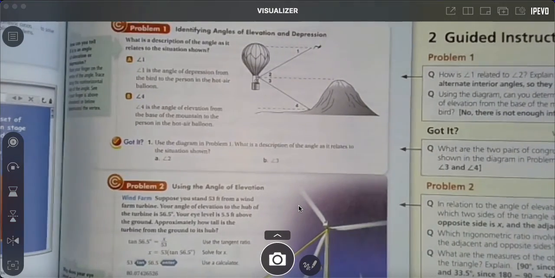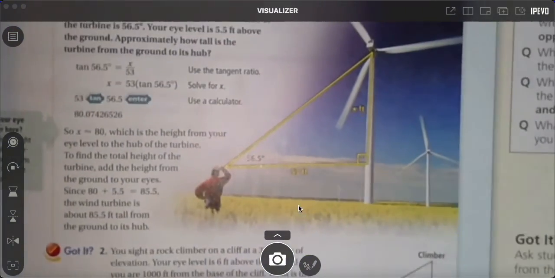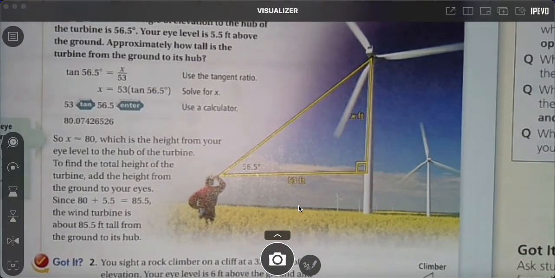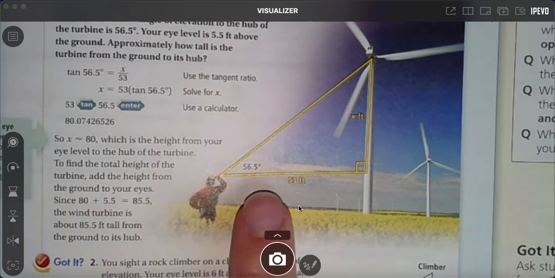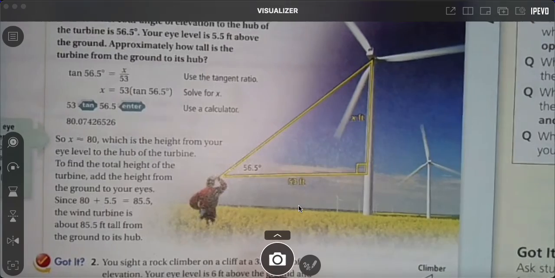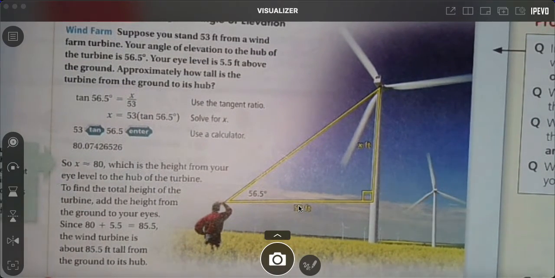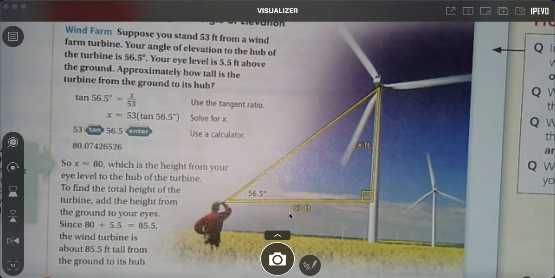The next part, they give us this picture. This man, where is he looking? He's looking up, so we call this an angle of elevation. Let's see what all it's asking. It says suppose you stand 53 feet, they labeled this as 53 feet, from this wind farm turbine. Your angle of elevation is 56.5 degrees.